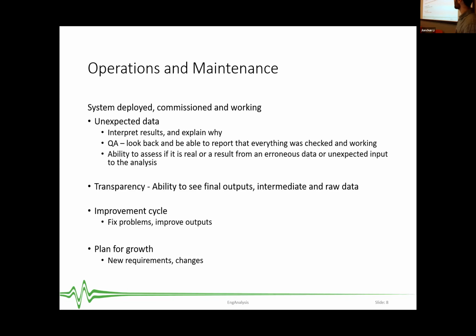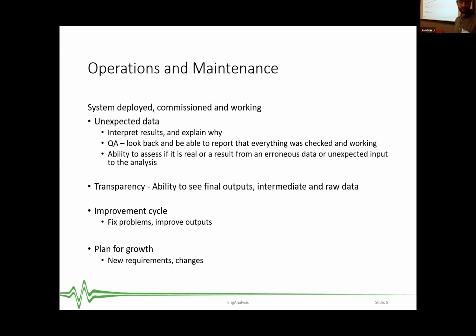And be able to assess: was it an error in the measurement, or is it real, basically? I think transparency is pretty important here. It's that ability for not only one person, but multiple people to be able to see the final output as well as the inputs and all the stages between, which feeds into the improvement cycle. More eyes on one thing, similar to the open source approach. The more people looking at it, the more likely to find an issue and then have the opportunity to improve it.